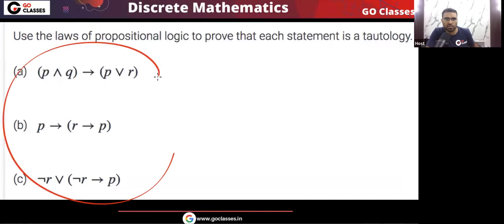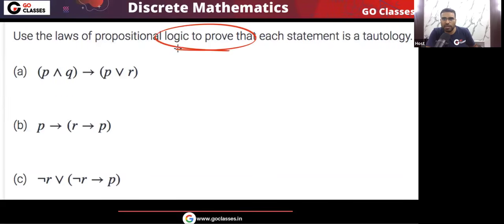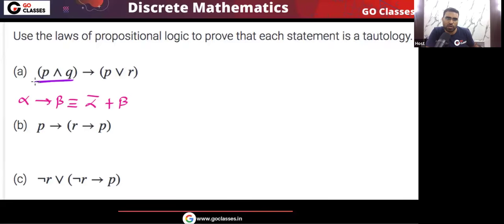Let's solve this question. Using the logical laws, prove that each statement is a tautology. And this is very simple. You can easily apply the simplification method. Just apply the simplification method. Do you remember alpha implies beta? That is the same as alpha dash or beta. So just apply this. Here, this is your alpha, this is your beta.